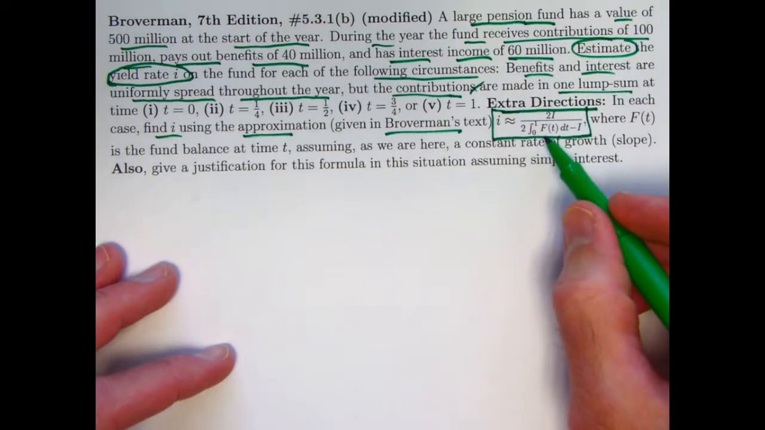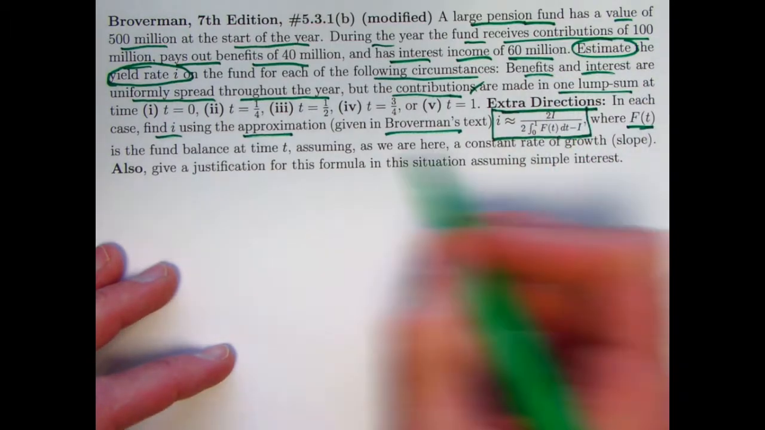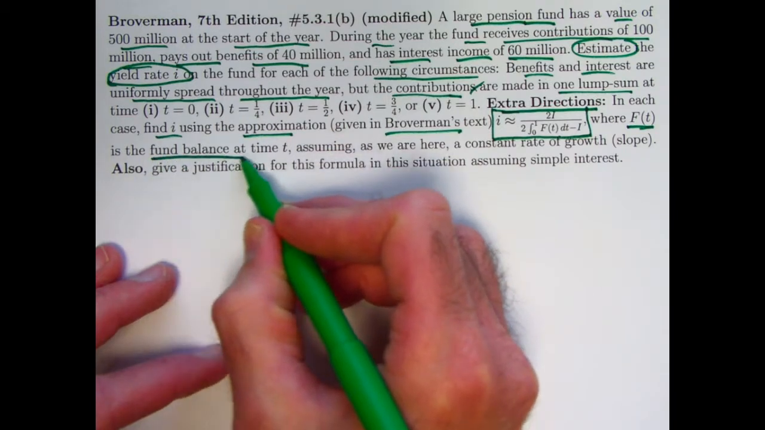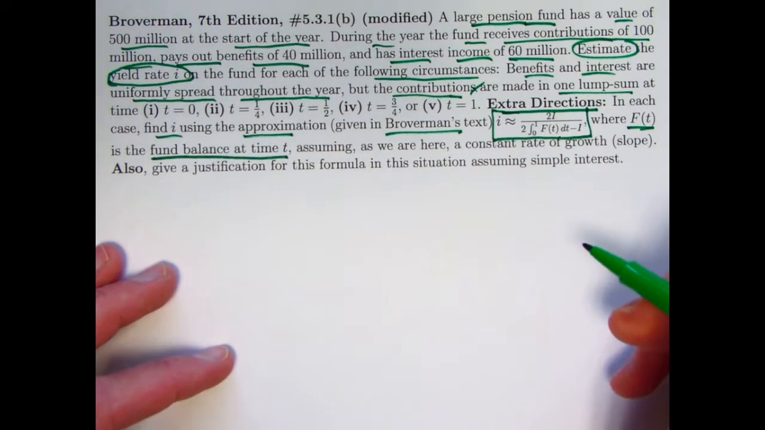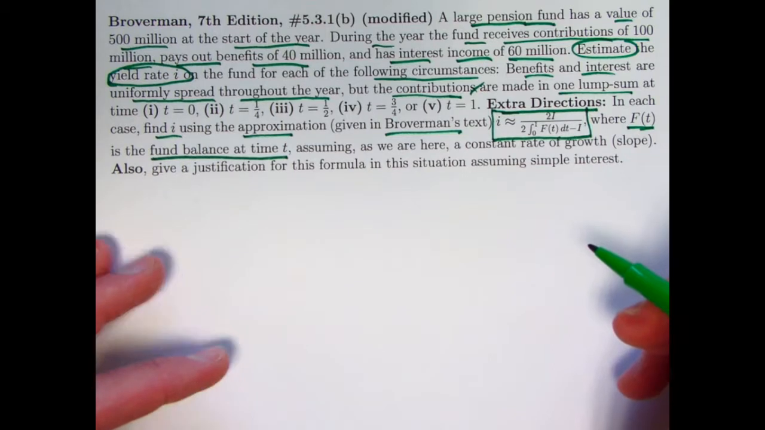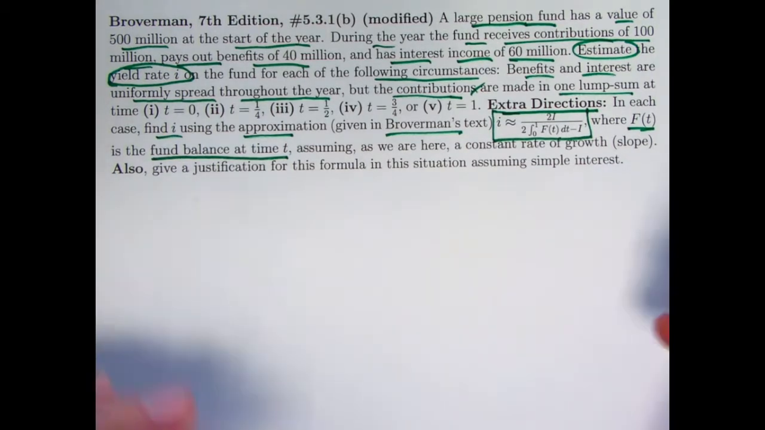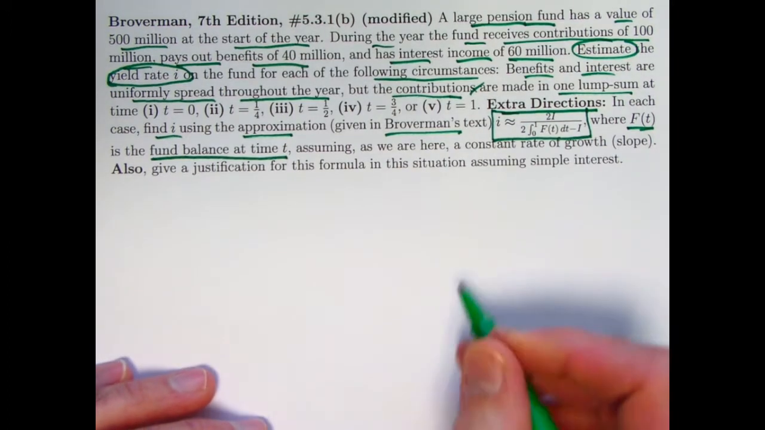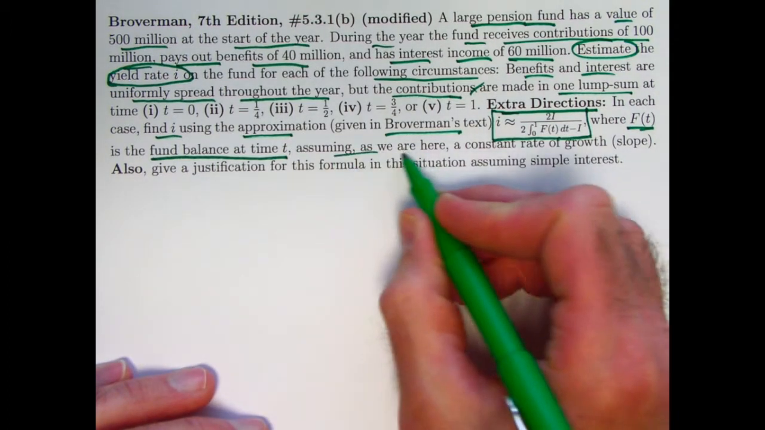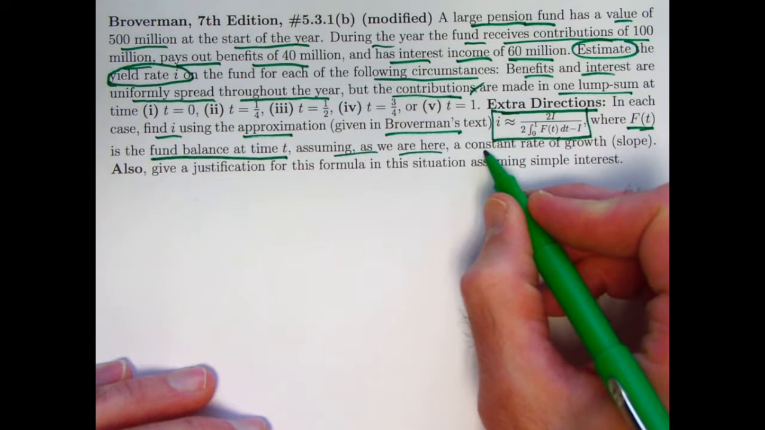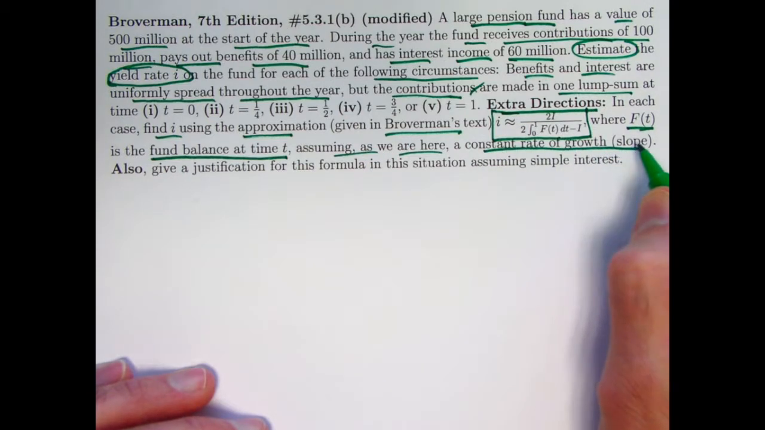But you're integrating a function here. What is this function? Capital F of t is the fund balance at time t. That's kind of strange. Why would we integrate the fund balance? Usually you integrate a rate of change or something, but this is the actual balance. It's kind of a strange thing here. And we are assuming, to make things as simple as possible, that capital F of t has a constant rate of growth or slope.